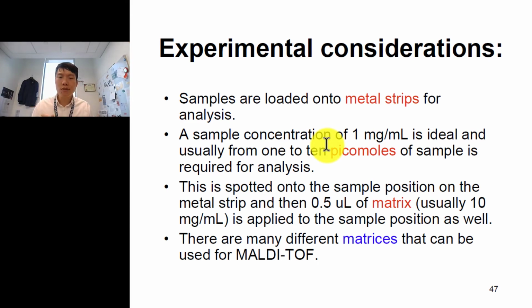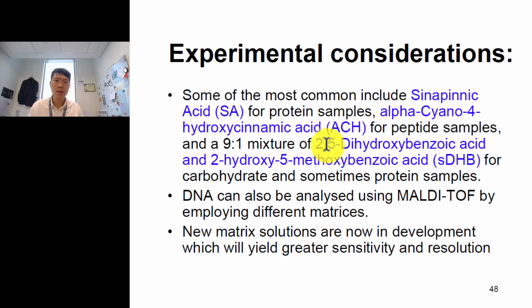And there are many kinds of matrix used for MALDI-TOF. Some include sinapinic acid, SA, for protein samples, or alpha-cyano-4-hydroxycinnamic acid, ACH for short, for peptide samples. And the 9:1 matrix of 2,5-dihydroxybenzoic acid and 2-hydroxy-5-methoxybenzoic acid, SDHB, for carbohydrates.